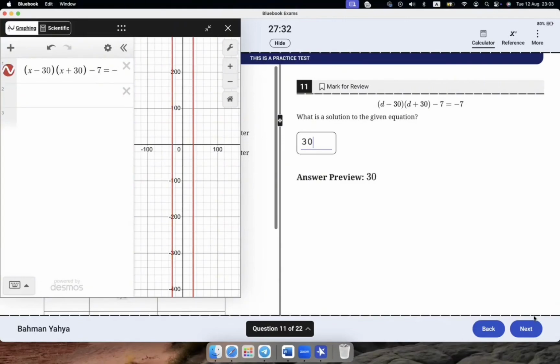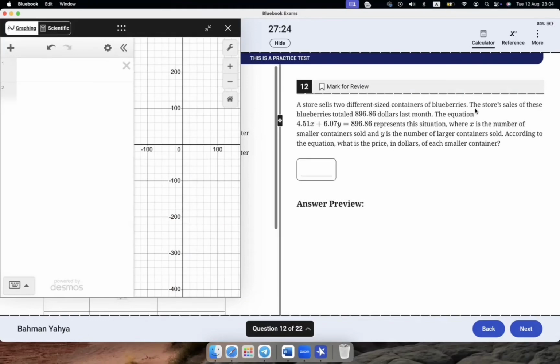That's right, positive one. There are two different size containers of blueberries. The store sales of these blueberries totaled these dollars last month. The equation represents this situation where x is the number of the smaller containers sold and y is the number of the large containers. It means 4.51 is the price of one smaller container and 6.07 is the price of one large container. According to the equation, what's the price in dollars of each smaller container? That's 4.51.